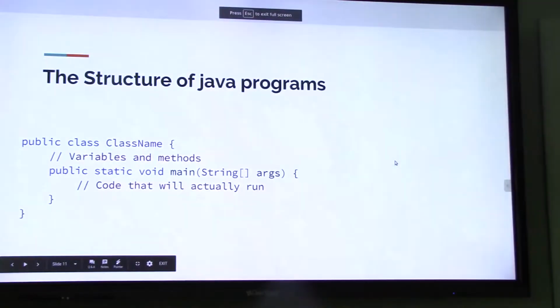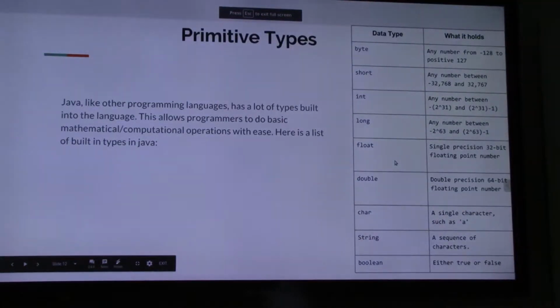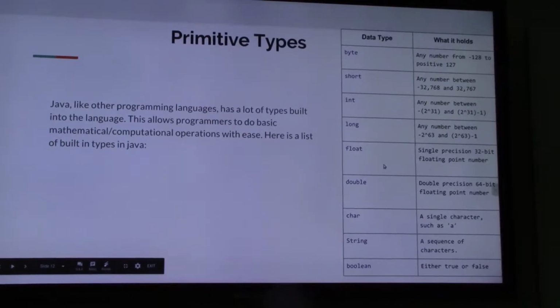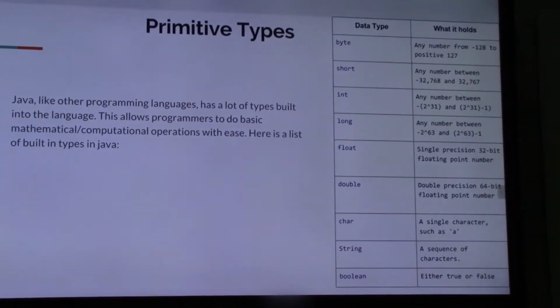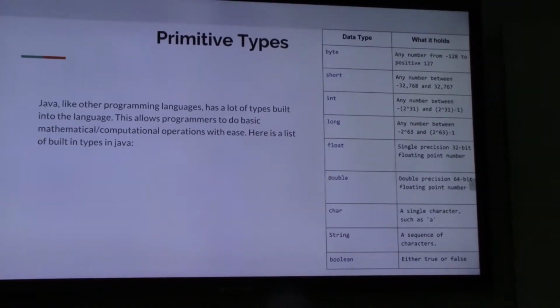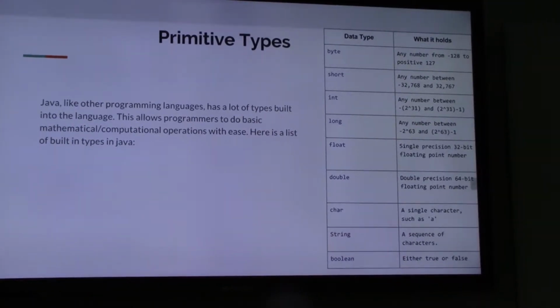Cool. So we're going to start off by talking about primitive types. Java, like other programming languages, does have a lot built into the language. Basically the idea is to let programmers do the basic mathematical and computational things they want to do without having to get a bunch of other people's libraries or code. So let's talk a bit about this list of types here.